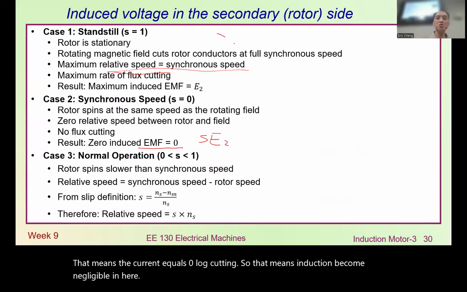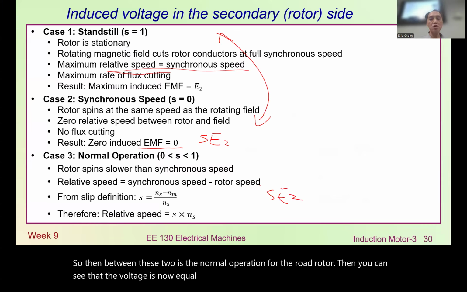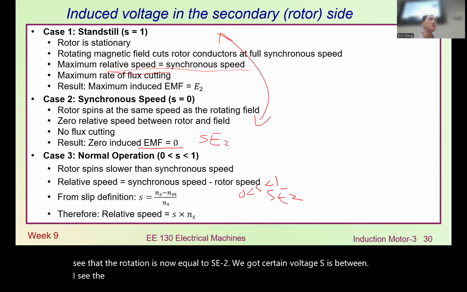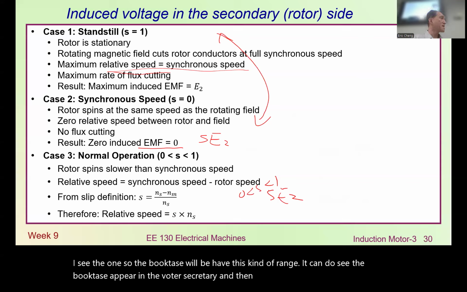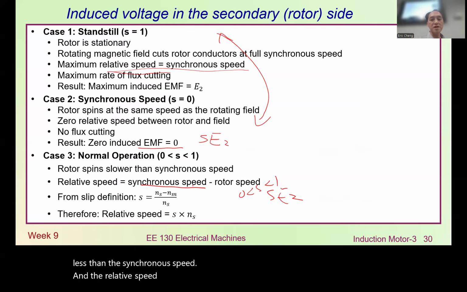So between these two is the normal operation for the rotor. Then you can see that the voltage is now equal to S E2, we get a certain voltage. S is between 0 and 1, so the voltage will have this kind of range. We can see the voltage appears in the rotor circuitry, and then the rotor must be spinning slightly less than the synchronous speed. And the relative speed is the synchronous speed minus the rotor speed. And then we also call that the slip, right? So those are the 3 stages we can see in the rotor.